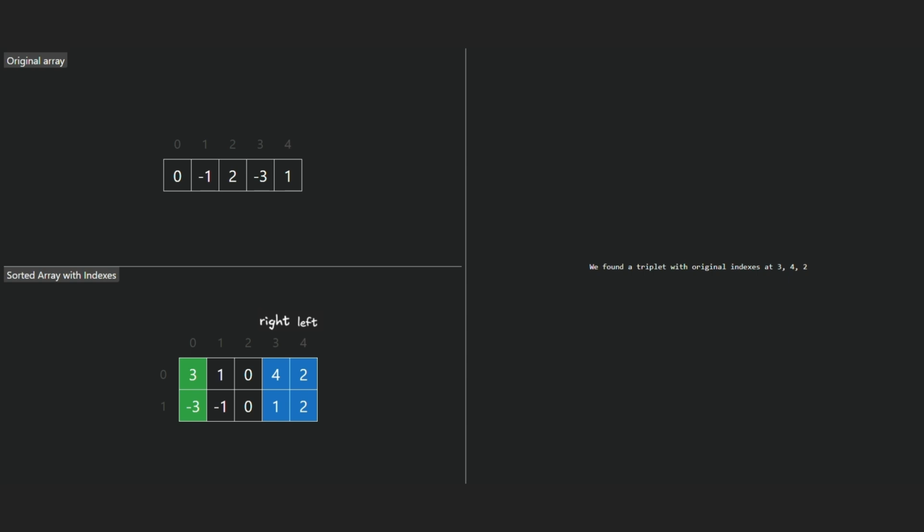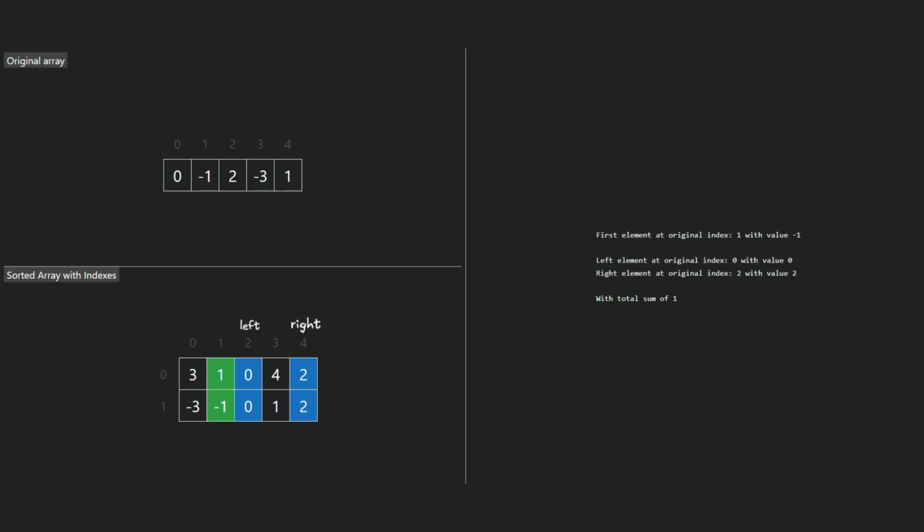Pointers cross, stop. For i equals 1, the value array at i is -1, original index 1. Target sum is minus of -1, equals 1. Left at 2, right at 4. Left at 2, the value is 0, original index 0. Right at 4, the value is 2, original index 2. Sum is 0 plus 2 equals 2, greater than 1.